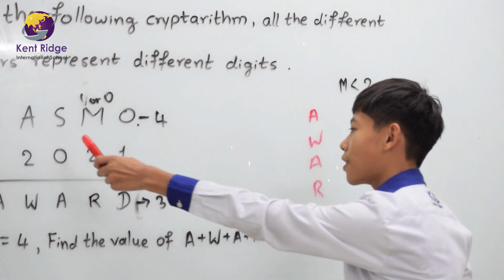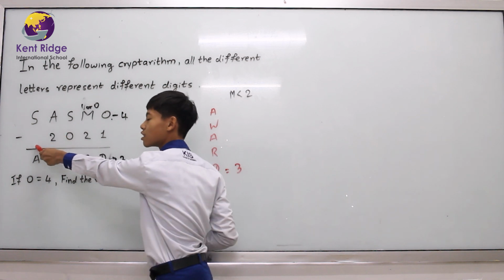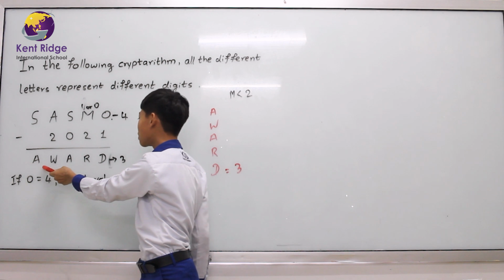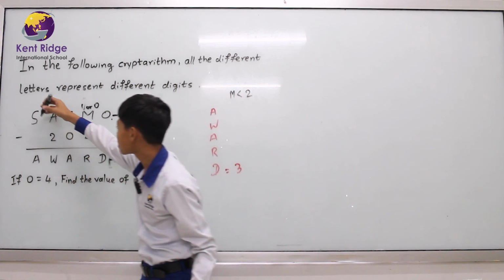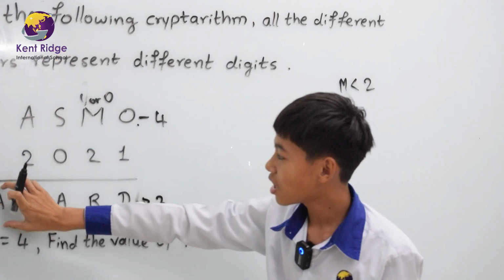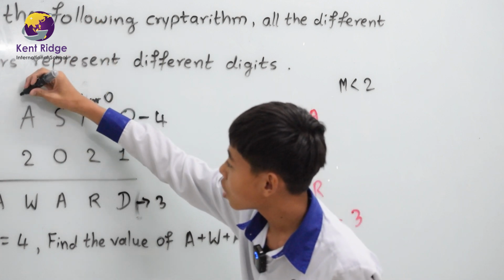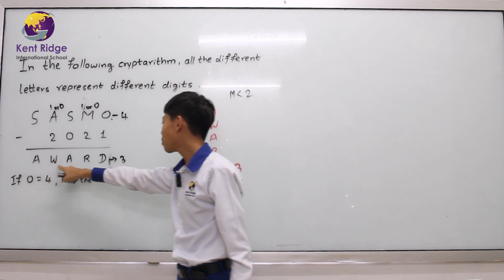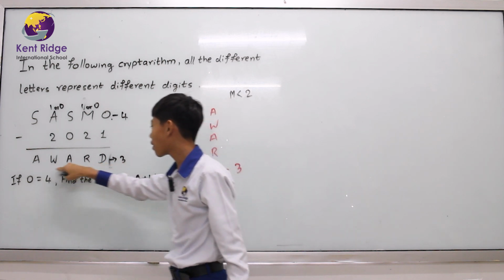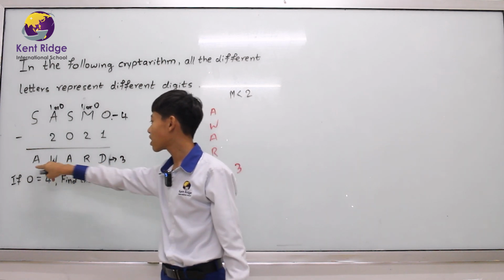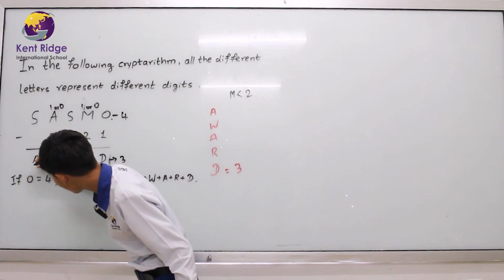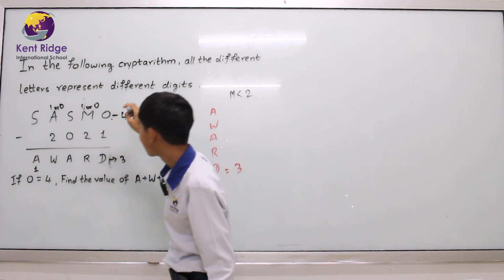And now we have A here. S again doesn't subtract with anything, but it has a different digit. So we get A has to be less than 2, so 1 or 0 too, just like M. But A, W, A, R, D is a 5-digit number. So A cannot be 0, or else it will be a 4-digit number. So we get A equals 1.